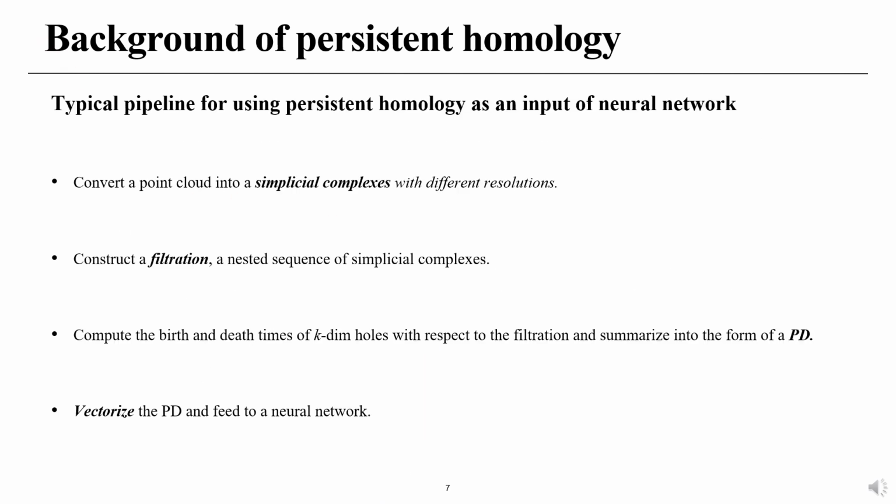Here is the typical pipeline for using persistent homology as an input of a neural network. First, convert a point cloud into a simplicial complex, which is a topological space where the homology group can be computed. Second, we construct a nested sequence of simplicial complexes, which is called a filtration. Then, we can summarize the birth and death of k-dimensional holes with respect to the filtration into the form of a persistence diagram. Finally, we vectorize the persistence diagram to feed it to a neural network. I'm going to explain this step by step.